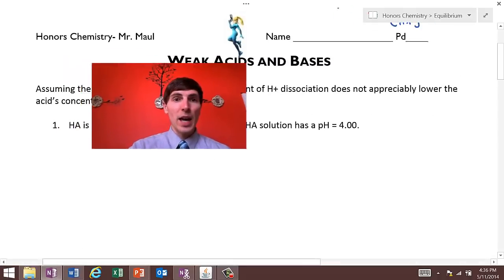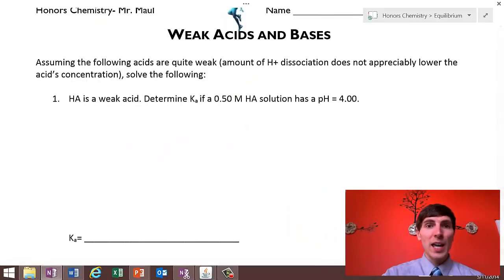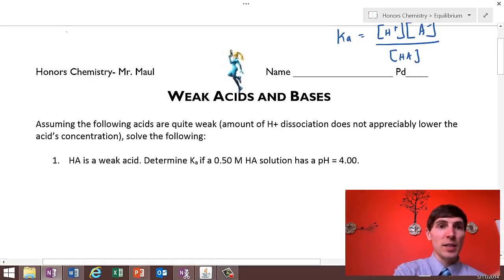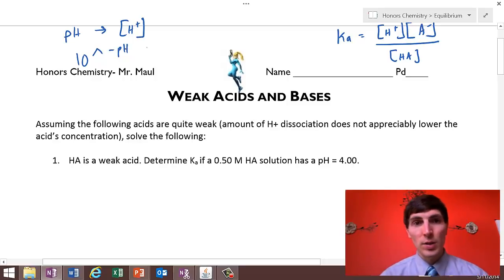So HA is a weak acid. Determine the Ka value if 0.5 moles per liter of HA solution has a pH of 4.0. The other thing I'd like you to write at the top of this is that if we're going from pH to the concentration, we're going to use that power of 10 rule. 10 raised to the negative pH will turn me into the concentration.